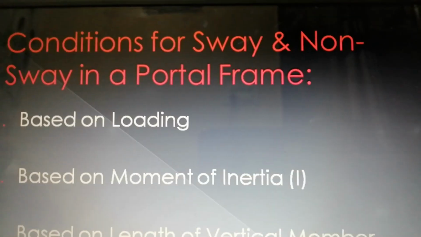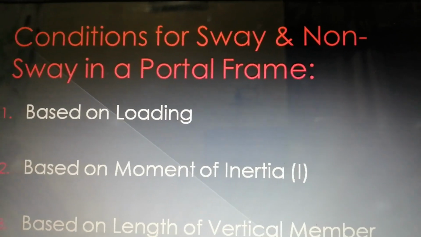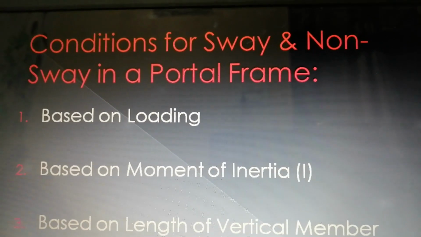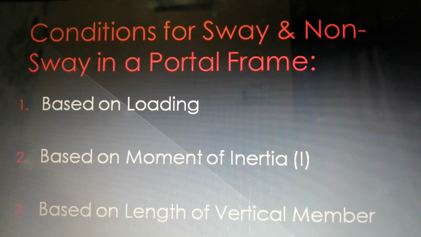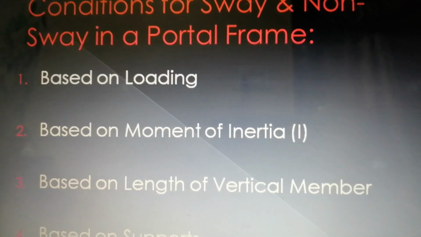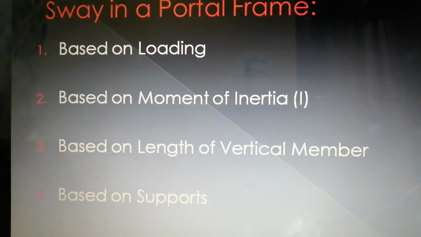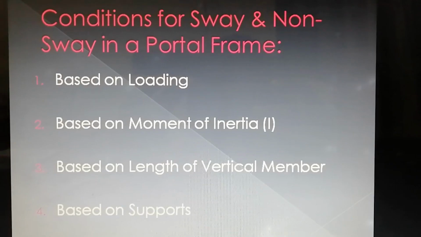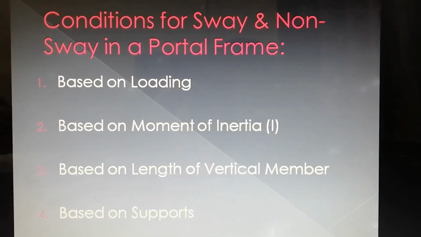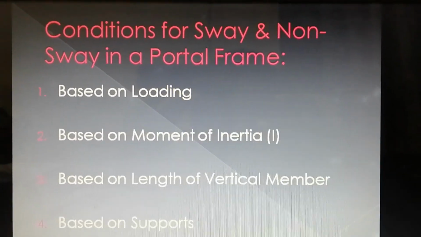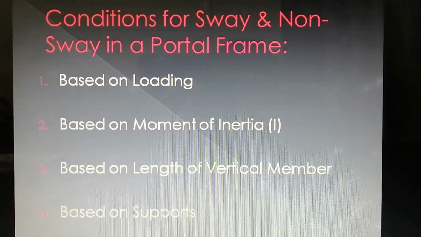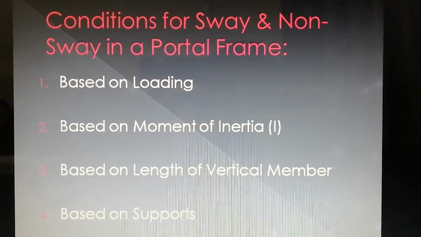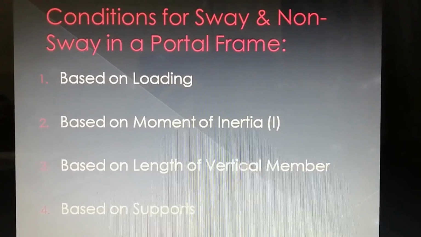There are sway and non-sway portal frames, which are based on the following conditions. First is based on loading, second is based on moment of inertia, third is length of vertical members, and the last one is based on the supports. If these four conditions are satisfied for a portal frame, then it is said to be a non-sway portal frame. And if any one of the conditions is not satisfied, it is a sway portal frame.